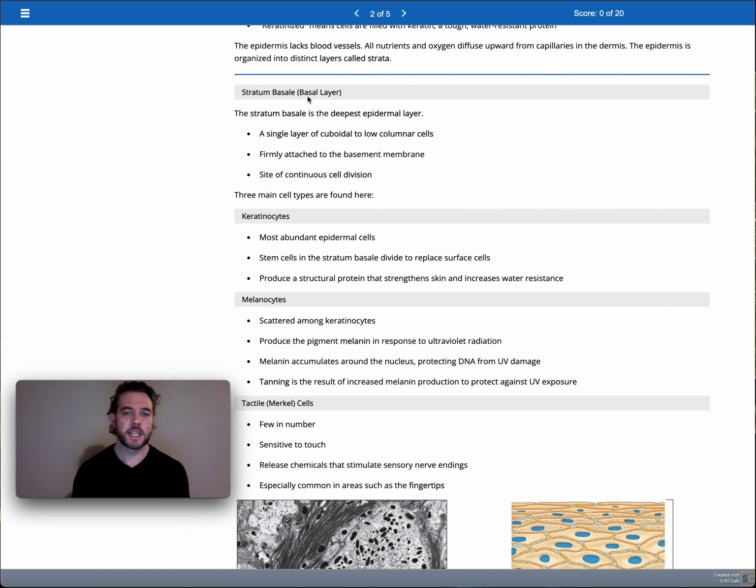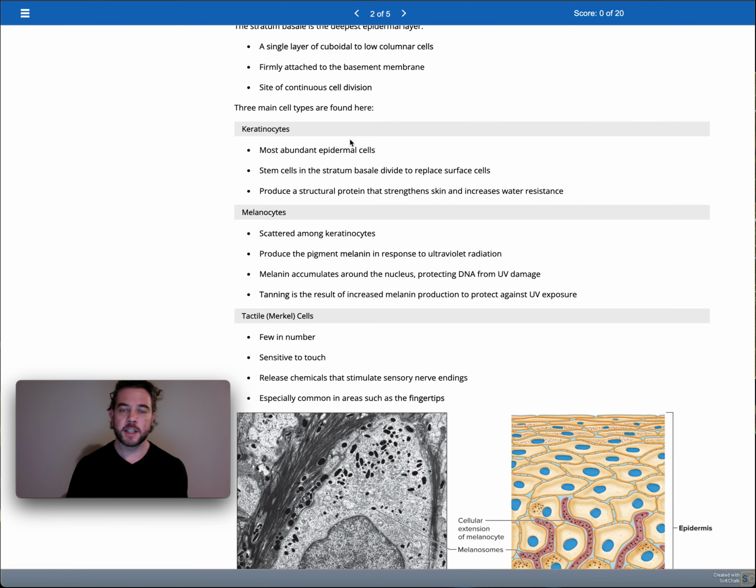Within the stratum basale, there are other cells that are producing their secretions as well. So the basal cells are the ones that are going to be your epidermal cells, but you always have support cells in the body, things that are going to be adding secretions or immune function or protection, something like that. So there are three main types of cells that are in the stratum basale: keratinocytes, melanocytes, and tactile cells.